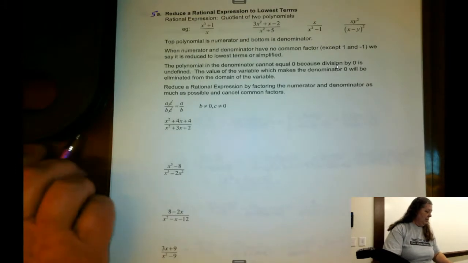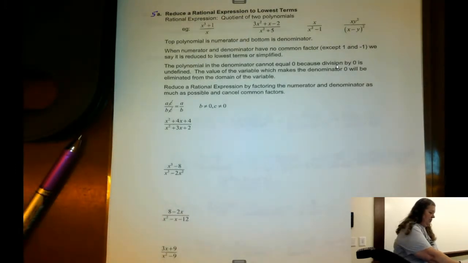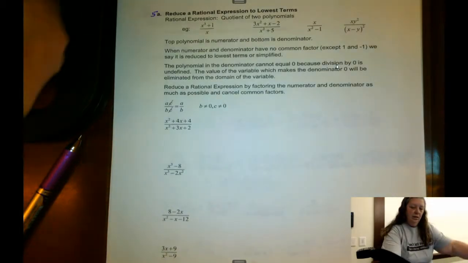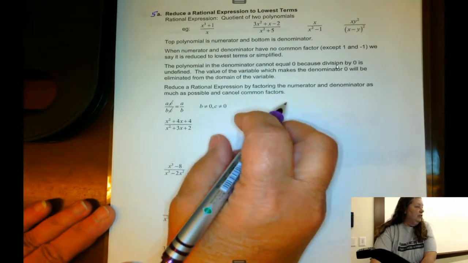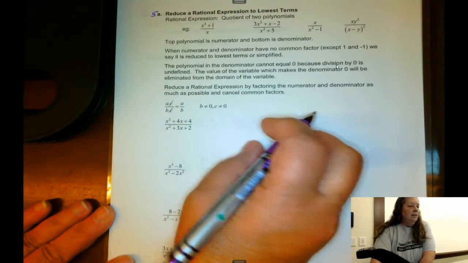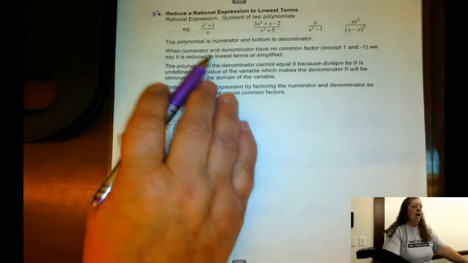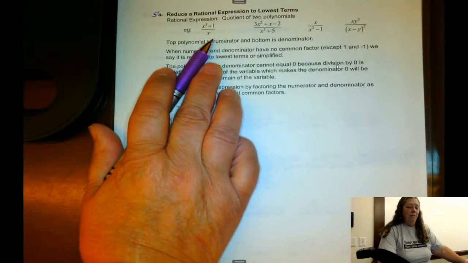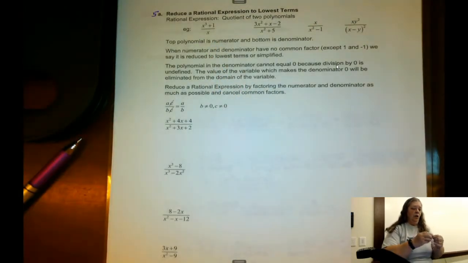Okay, we're going to start working with rational expressions. A rational expression is basically a fraction where the numerator and denominator are both polynomials. Remember, the top is the numerator, the bottom is the denominator, and it's basically a quotient of two polynomials.